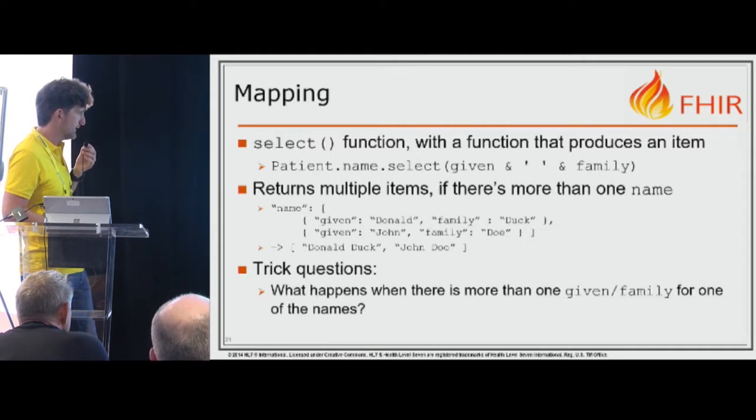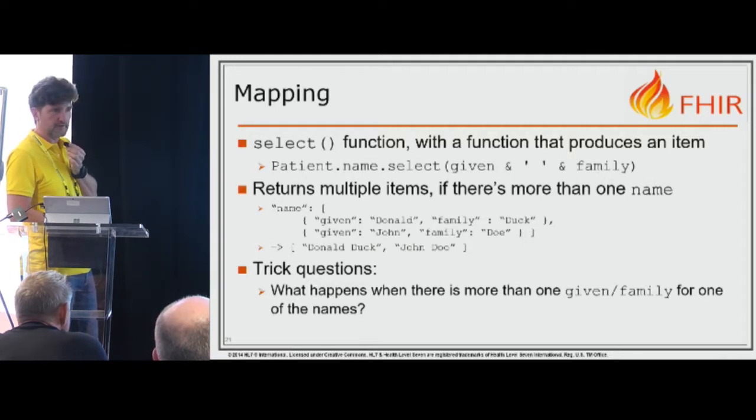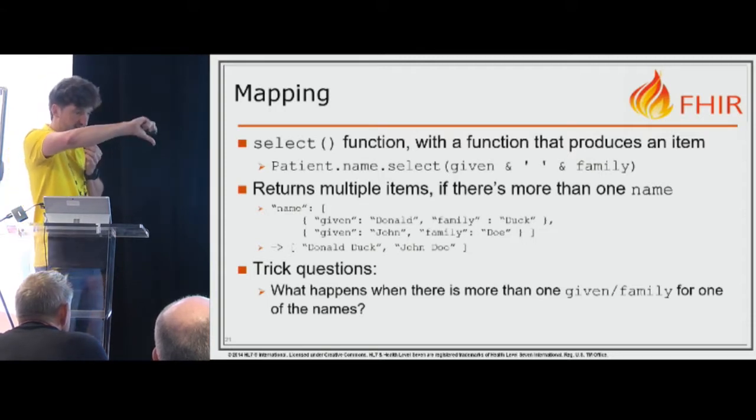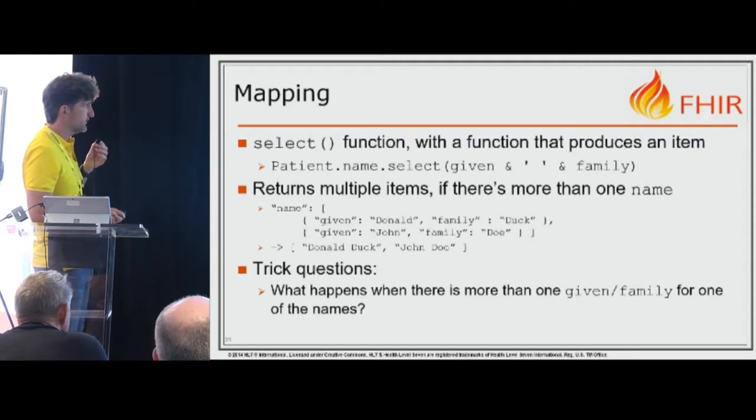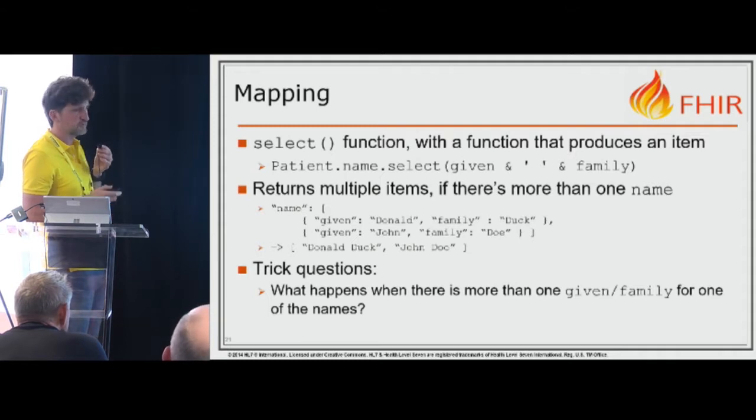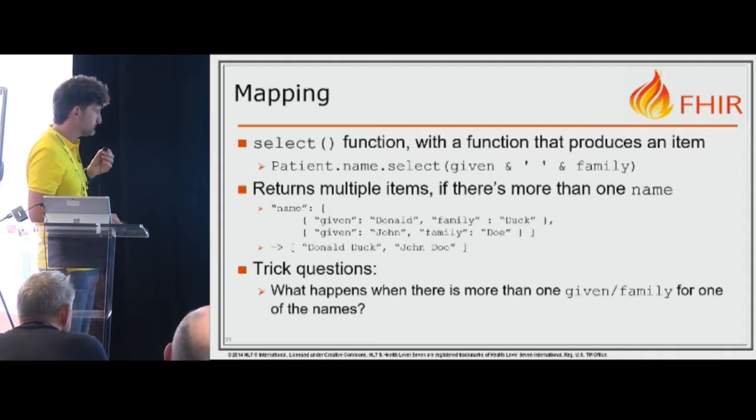Trick question. What happens when there is more than one given for one of the names? So we get to patient.name and we run select on given, but that has multiple items, and we try to add it to family. So, no, indeed, error. Just like the example before, the concatenation operation really requires one argument on the left-hand side and one on the right-hand side. So if given is multiple items, we get an error.